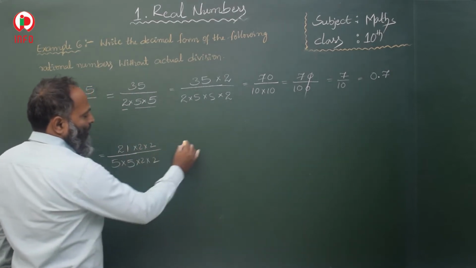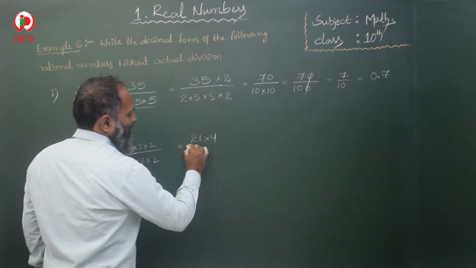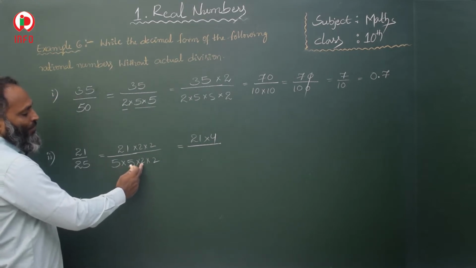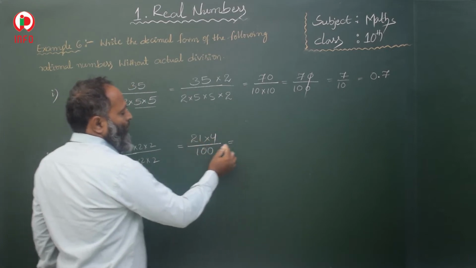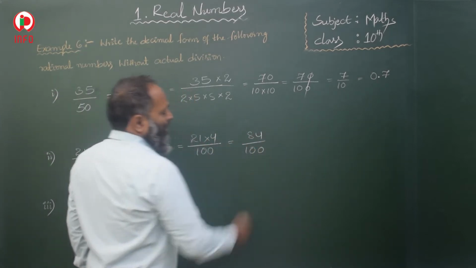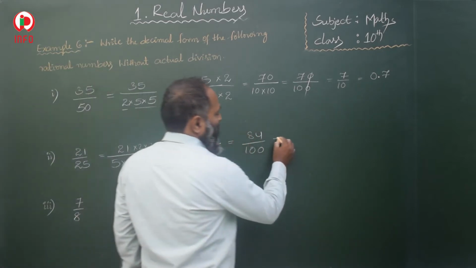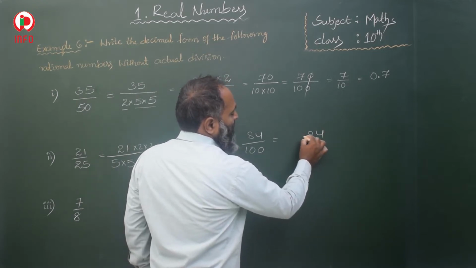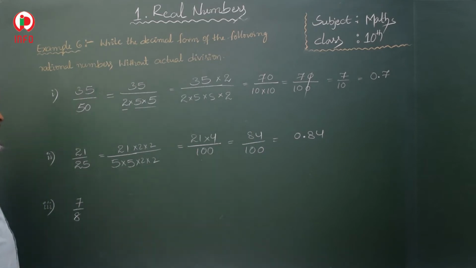Here 21 into 2 2s are 4, and 5 2s are 10, 25, 25 2s are 50, 50 2s are 100. Then 21 4s are 84, so 84 by 100. Here we have 2 zeros, which means after 2 digits we keep a decimal. So 4 and 8, after 2 digits we keep a decimal from right to left, that is 0.84.